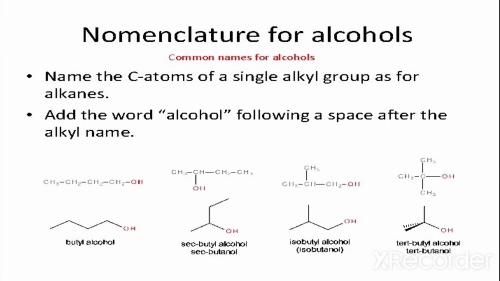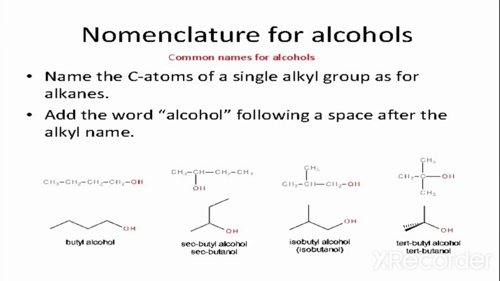First, we will see the first example that contains a four carbon chain, and at the terminal there is a hydroxyl group. We will name it butyl because of the four carbon chain, and then alcohol after a space. The next example is when the hydroxyl group is attached as a substituent, so we will name it secondary butyl alcohol or secondary butanol.